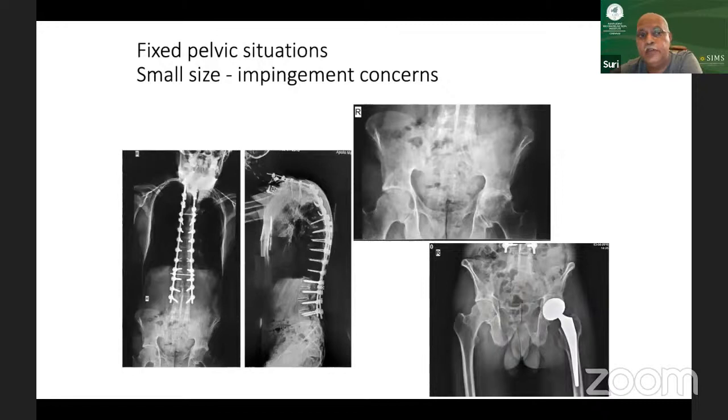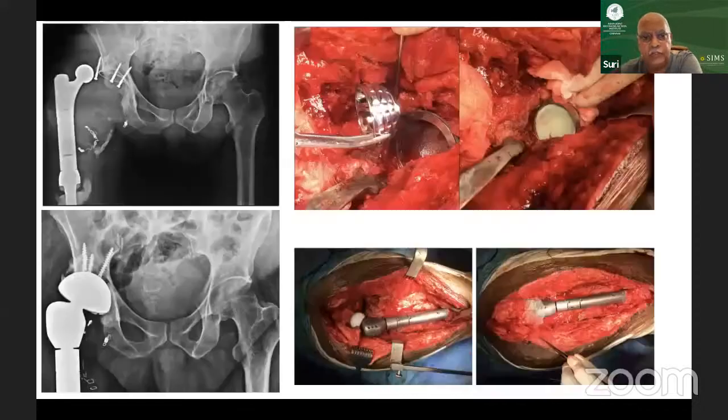Second case is a fixed pelvic situation, small size. There is always impingement concerns. Ankylosing spondylitis, spine stabilized. Even though the L5-S1 segment is non-instrumented, it is fused. So I think dual mobility in these cases, again, is probably justified when it's used. So nuance your indication wherever it is necessary.